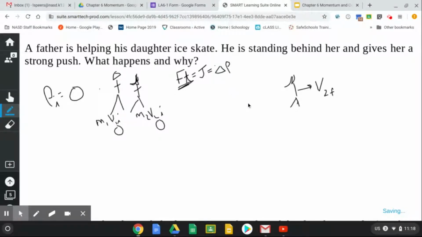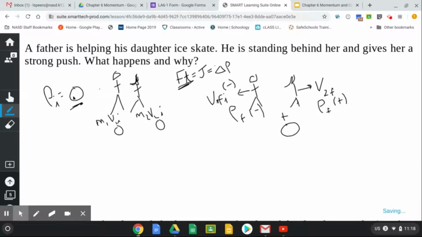What's going to happen to the father? She now has a positive final momentum. If my total has to be 0, what happens to the father? That's right. He's going to go in the opposite direction. He's going to have a final velocity that is negative. So his final momentum is going to be negative. So when I add these two together, we still get 0.